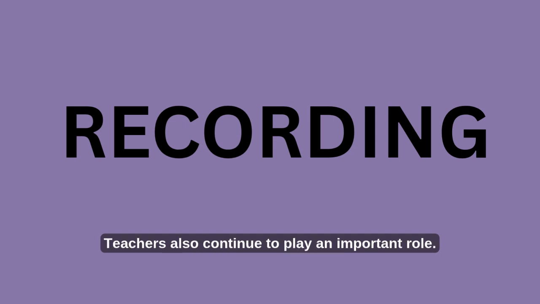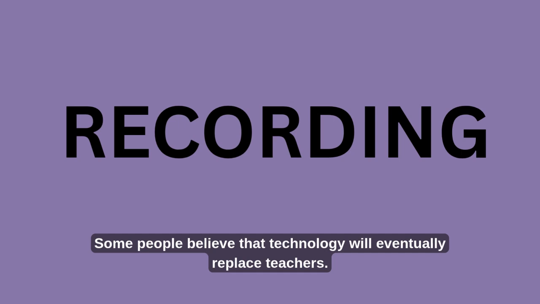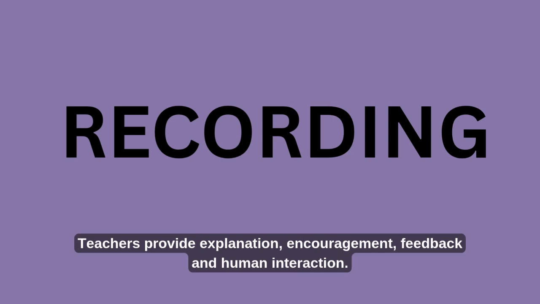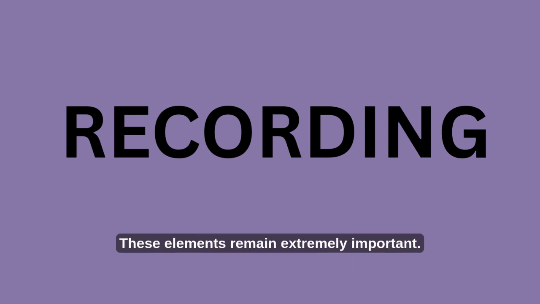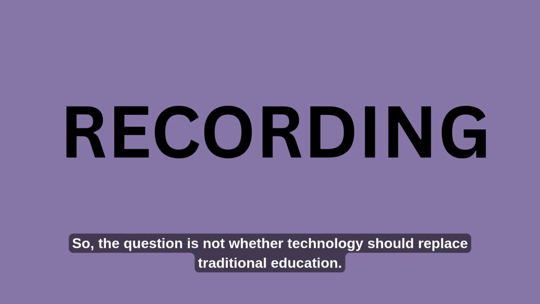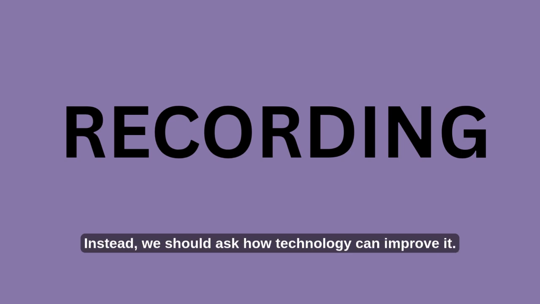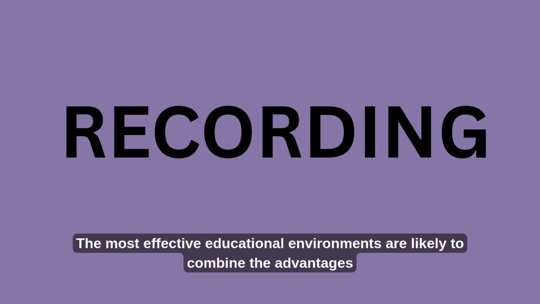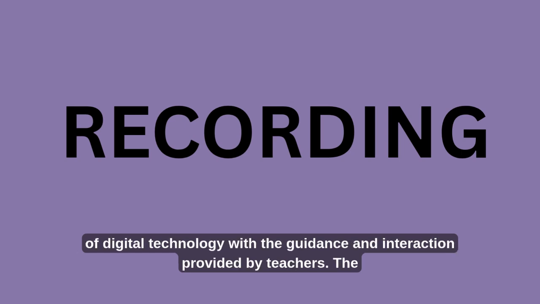Teachers also continue to play an important role. Some people believe that technology will eventually replace teachers. However, this is unlikely. Teachers provide explanation, encouragement, feedback, and human interaction. These elements remain extremely important. So, the question is not whether technology should replace traditional education. Instead, we should ask how technology can improve it. Technology should support rather than replace traditional learning. The most effective educational environments are likely to combine the advantages of digital technology with the guidance and interaction provided by teachers.